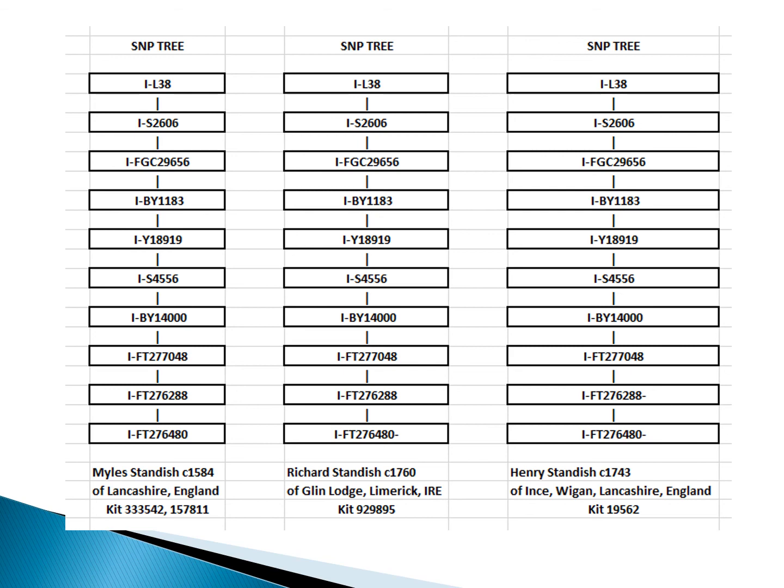Henry Standish is positive for all the SNPs from I-L38 down to FT277048, but he's negative for the last two. That's just a different way of looking at it, maybe to make it easier to see.